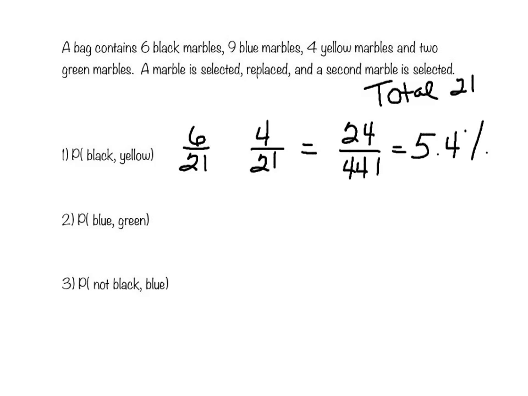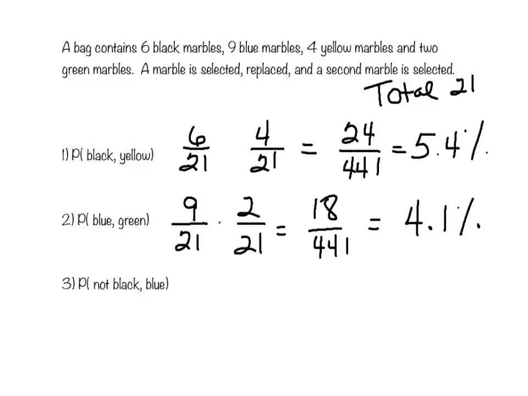Okay? Go ahead and try number 2 on your own. Pause the video, please. Okay, so for number 2, the probability of selecting blue and then selecting green would be 18 out of 441, or 4.1%.